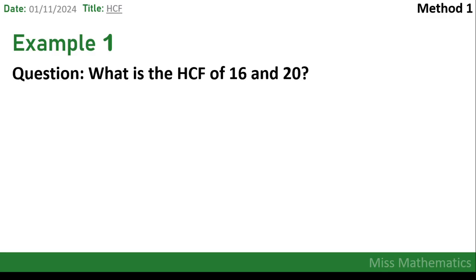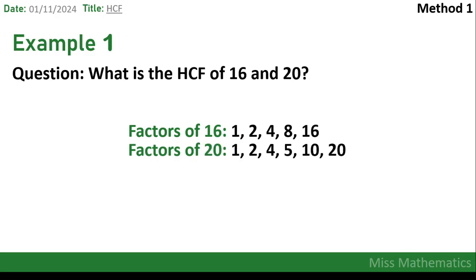What is the HCF of 16 and 20? So first we can list the factors of 16, which are 1, 2, 4, 8 and 16. These are all numbers that go into 16 without leaving any remainder. People always forget that 1 is a factor of every number, so make sure you don't forget. Factors of 20 are 1, 2, 4, 5, 10 and 20. Again, you can see there's a 1 here.